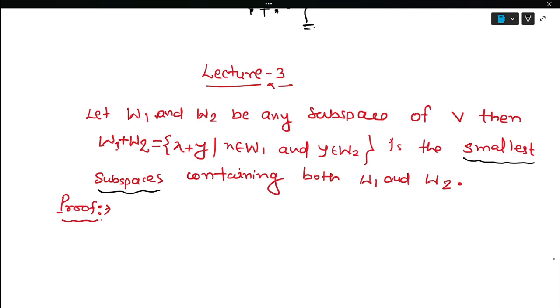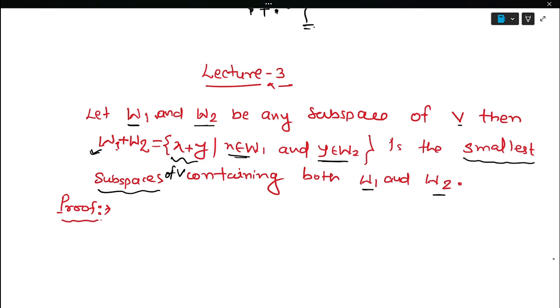In the last lecture, when we take two subspaces W1 and W2 and define a new subset of V, W1 plus W2, whose elements are x plus y, where x belongs to W1 and y belongs to W2, then this subset will also be a subspace of V, a subspace of V containing both W1 and W2.